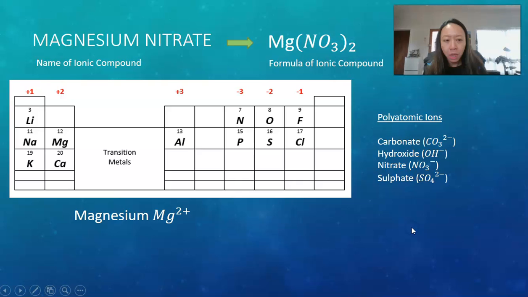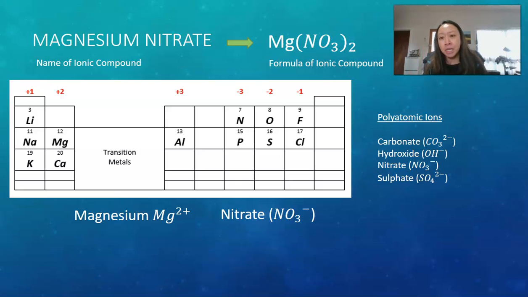So magnesium has two positive charges. What does that mean? That means that magnesium will need to give out 2 electrons. For nitrate, nitrate has a -1 charge. That means that nitrate can only receive 1 electron. So what's going to happen here?